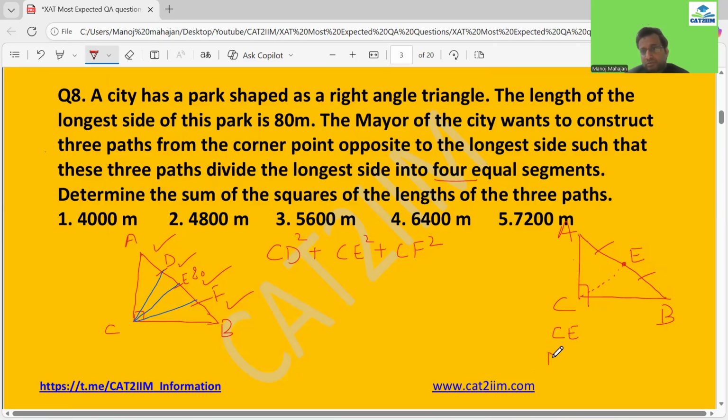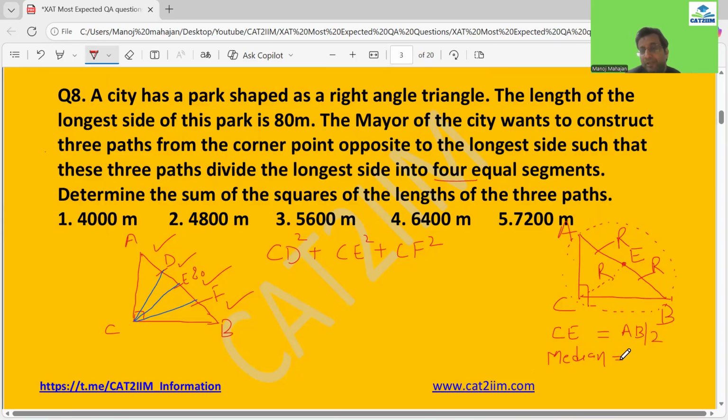So correct. So this length, if I look over here, would be nothing but, see, you can draw a circle passing through points A, C, and B. So AB would actually become the diameter, right? So angles in a semicircle are at 90 degrees. So this would be your circumradius. This will be your circumradius. So this also has to be the circumradius. So can I say CE would be nothing but AB by 2.